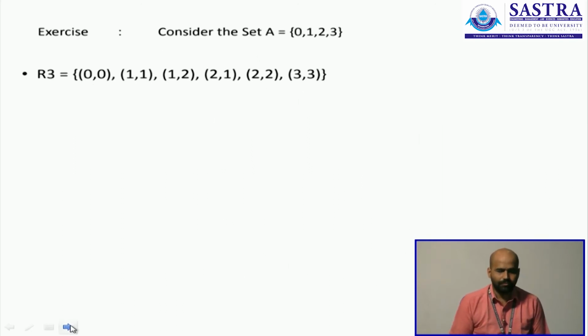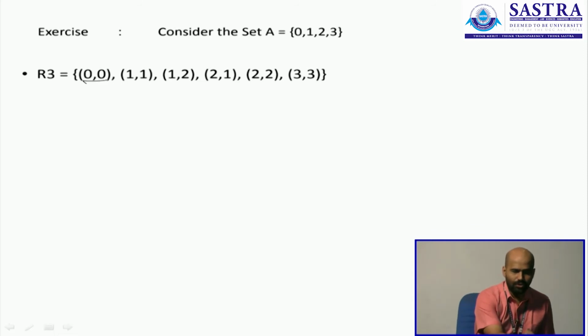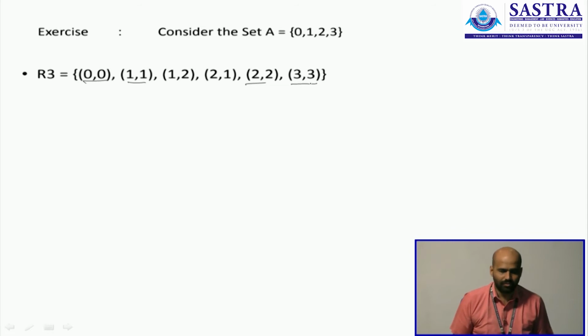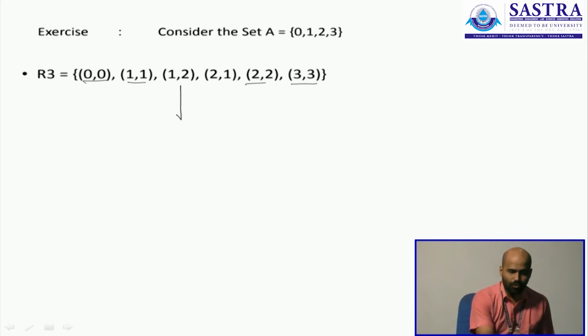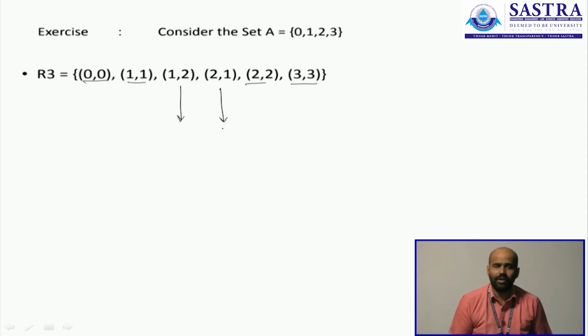Next example. Can you call this reflexive? Now most of you would have jumped at the answer. It is in fact reflexive. You have 0, 0, 1, 1, 2, 2 and 3, 3, and hence it is reflexive. Can we call it symmetric? Yes, because for 1, 2 and 2, 1 you have both of them present. It is in fact symmetric.